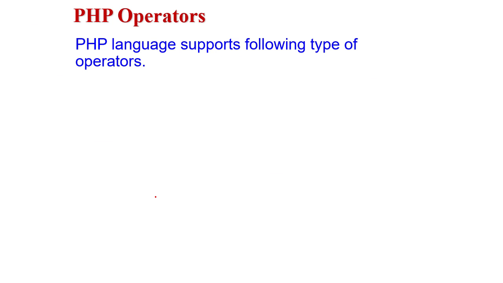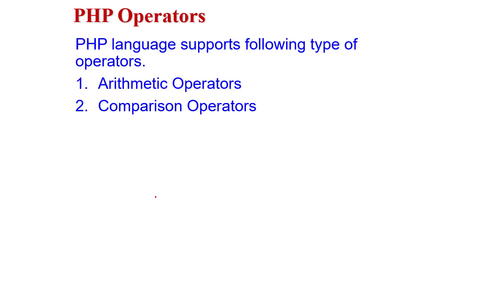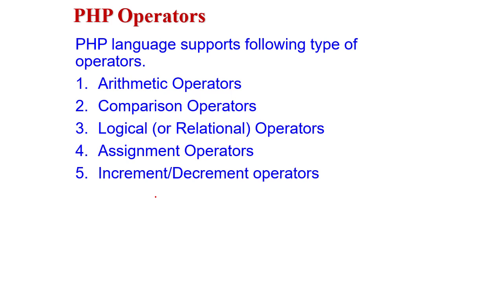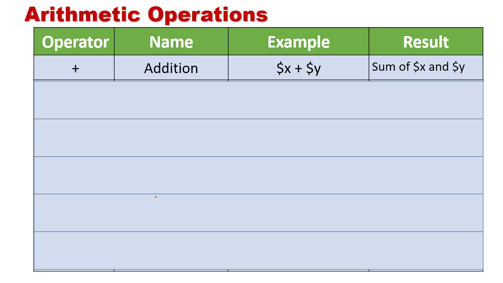Then let us now discuss the PHP operators. The PHP language supports the following types of operators. First is arithmetic operators, second is comparison operators, third is logical or relational operators, fourth is assignment operators, fifth is increment or decrement operators, sixth is string operators. So let us see them one by one.